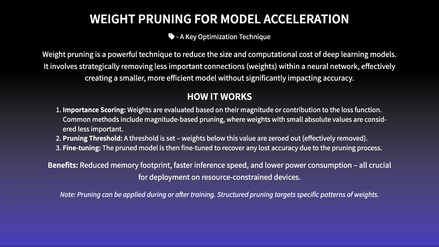It's all about strategically making the model smaller without sacrificing too much accuracy. You score the weights based on how important they are, set a threshold, and then fine-tune the pruned model to make sure it still performs well. It leads to smaller models, faster processing, and less energy use, perfect for devices with limited resources.